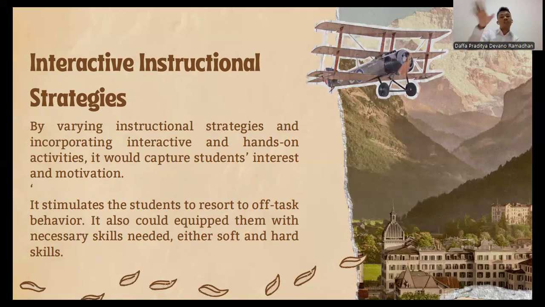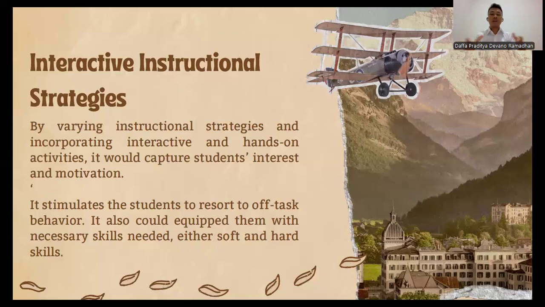So instructional strategies basically means that we have to vary the kinds of activities that we are engaging in with the students during the class. Sometimes students get bored with the same patterns all semester or all year, because we are not really creative in encouraging and engaging students to be more interactive and active during the class.